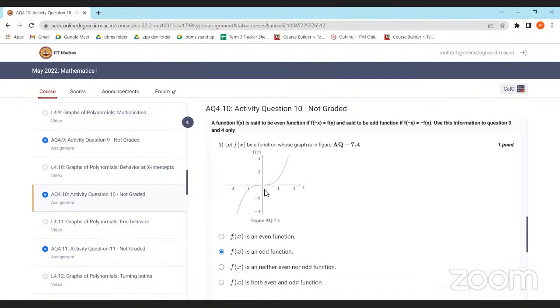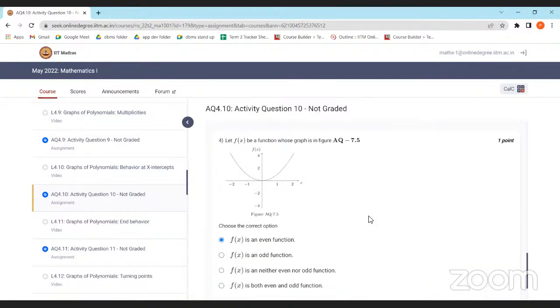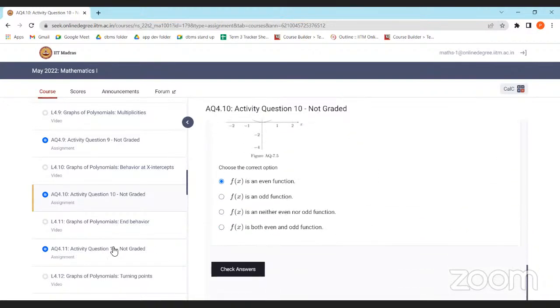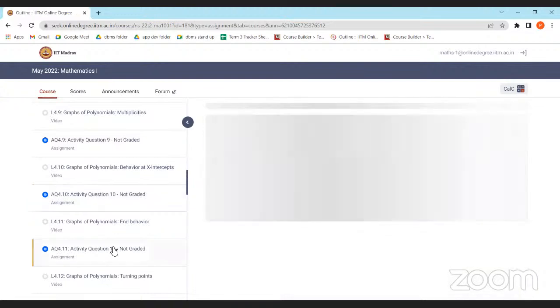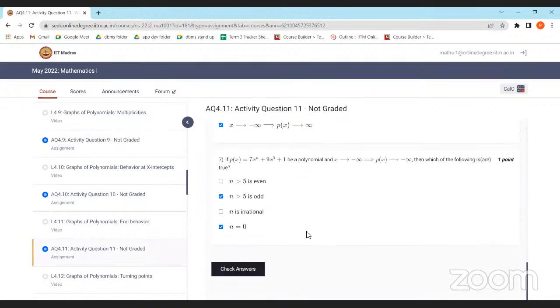So this one is an odd function or an even function? Having odd degree, it is an odd function. It has degree one, so this is an even degree function. Okay, that is 4.11, sir. Last question.